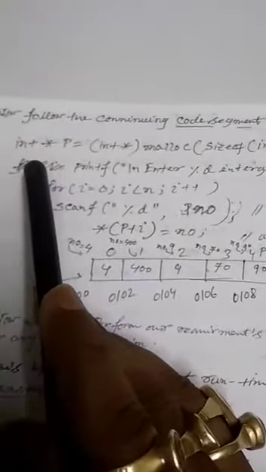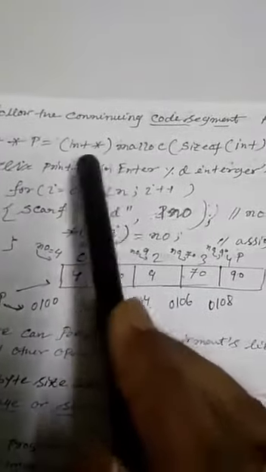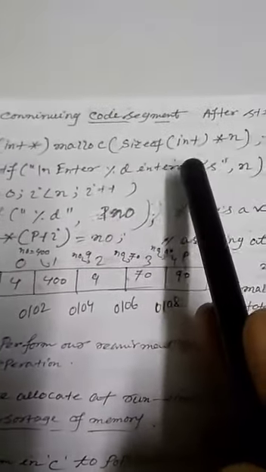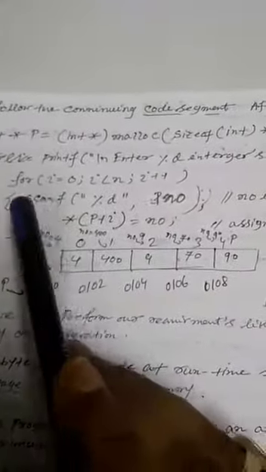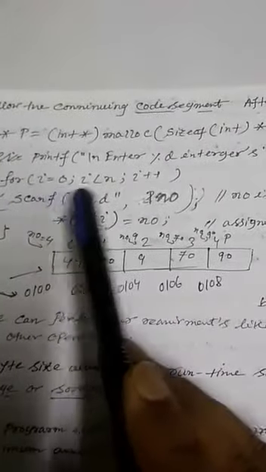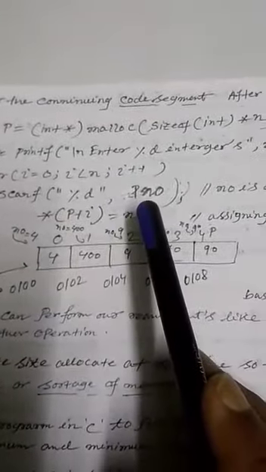Now if we continue the code segment, it will be like this: int *p = (int *)malloc(sizeof(int) * n), with n equal to number. Now we will write printf("Enter %d integers", n), that means for each and every integer we are going to take the value. We will iterate a loop from i = 0 up to the requirement, that is n, and scanf("%d", &number).